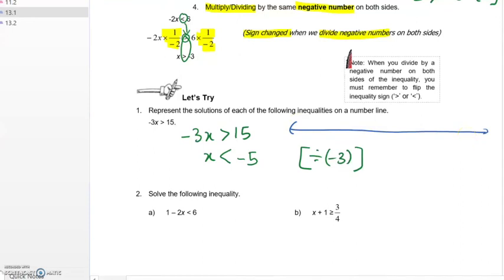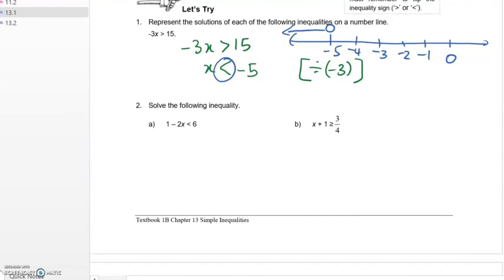Okay, so now we need to draw our number line. We're gonna have -5, -4, -3, -2, -1, 0, and then it's an open hollow circle because there is no equal sign, and then it's to the left. Okay, please make sure that when you draw your number line, it is in pencil and using a ruler. Okay, let's look at question 2.